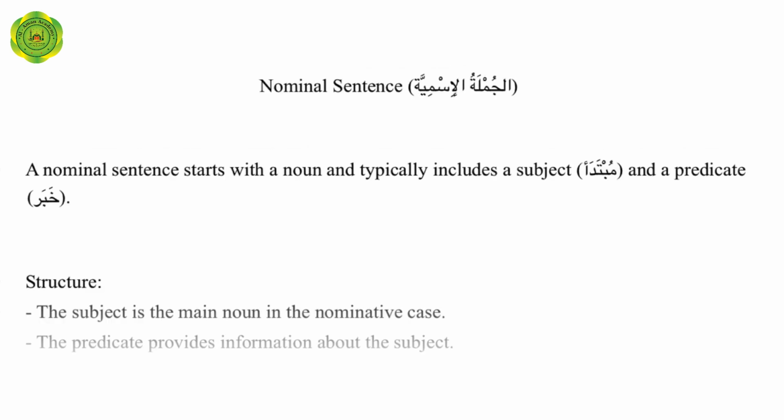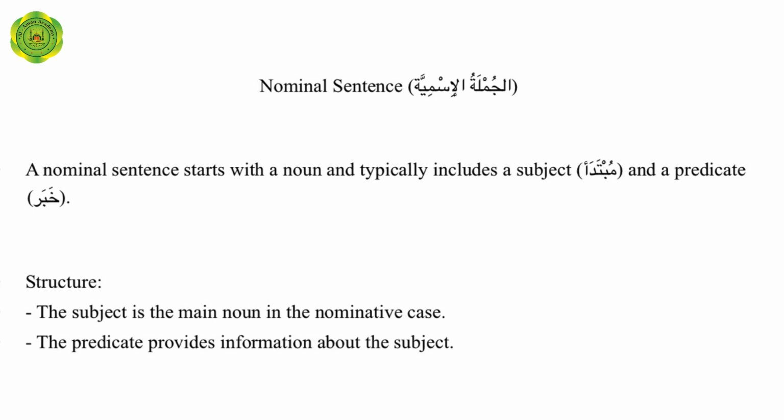Now let's see the nominal sentence. الجملة الاسمية. A nominal sentence is an Arabic sentence that starts with a noun. It typically includes a subject and a predicate. Structure. The sentence has a subject, mubtada, and a predicate, khabar. The subject is what the sentence is about and the predicate provides information about the subject. Let's see how we can use that.